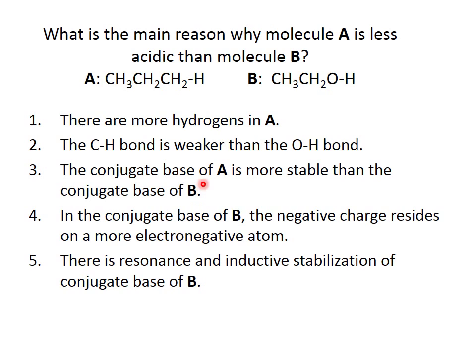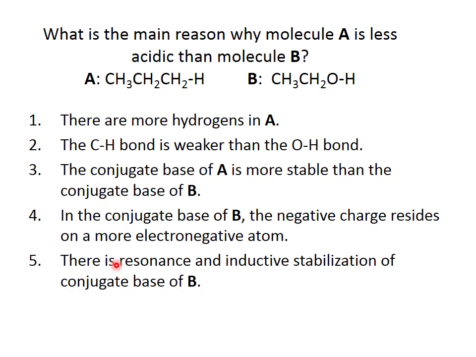If I look at 3, the conjugate base of A is more stable than the conjugate base of B. If that were true, then A would be more acidic, not less acidic. The conjugate base of B, the negative charge resides on a more electronegative atom. Ooh, that sounds really good, doesn't it?